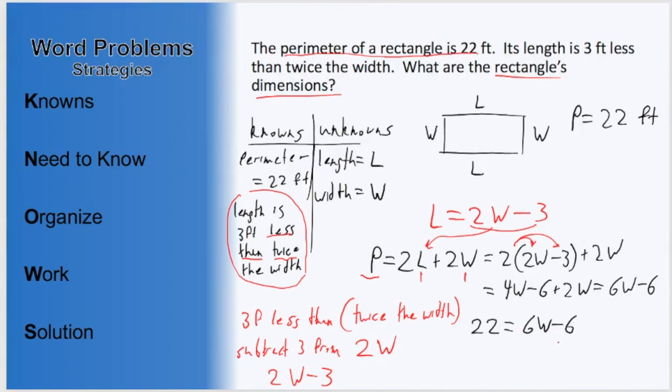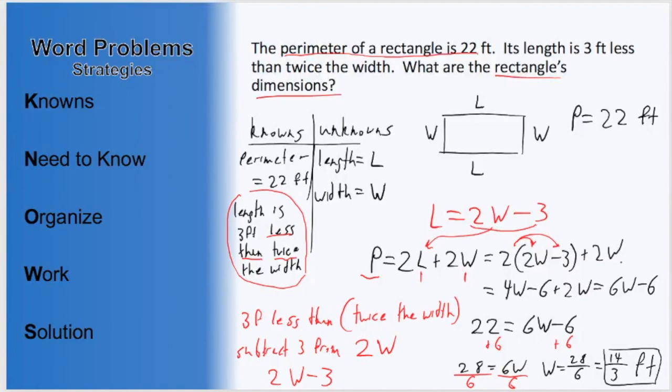To get W by itself here, first we need to add 6 to both sides, giving us 28 equals 6W. Now we have to divide both of these sides by 6, and we'll get that W is equal to 28 over 6, which when simplified will give us 14 over 3. And our units of length are feet.